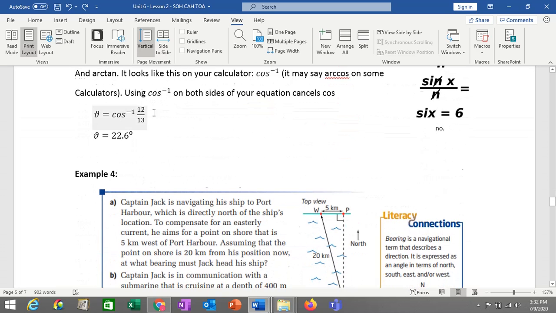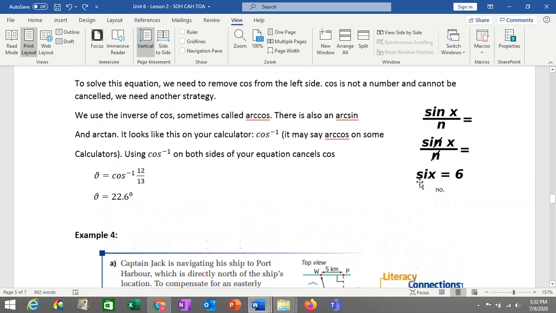So if you want to move cosine across an equal sign, then it becomes cosine -1. Okay, so you do that on your calculator, and you get 22.6 degrees. Again, this is rounded. So please don't cancel anything, right? Sine, cosine, tan, they're not numbers. You can't do that. You have to use the inverse.